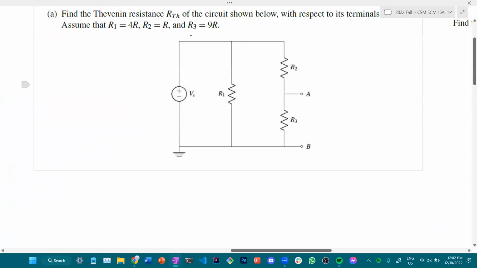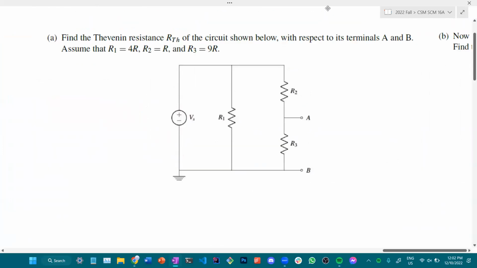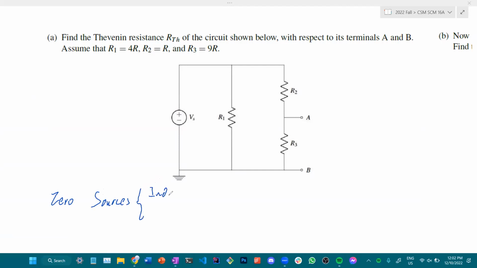So let's go through this question here, which is the exact one on the slide. First of all, we'd like to find the equivalent resistance, which is the Thevenin resistance of the circuit shown above, with respect to the terminals A and B, which means that first of all, we're going to zero the sources. What this means is that you need to turn every independent voltage source into a wire, and every independent current source into an open circuit.